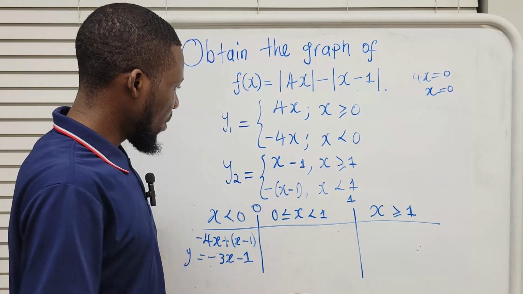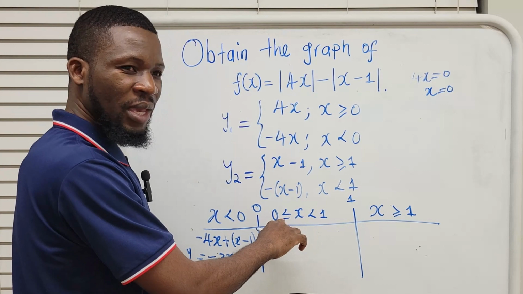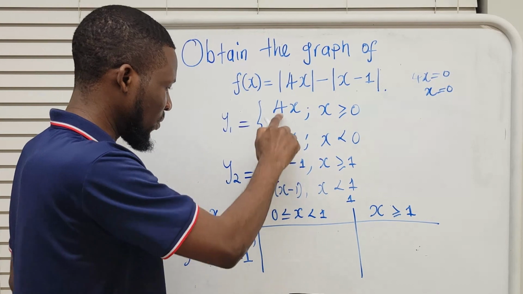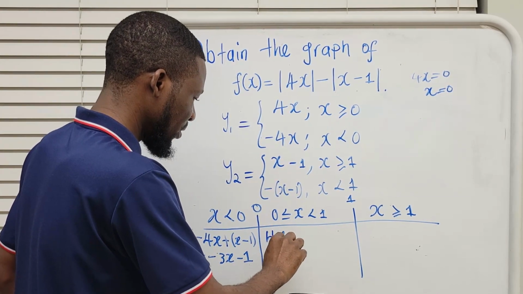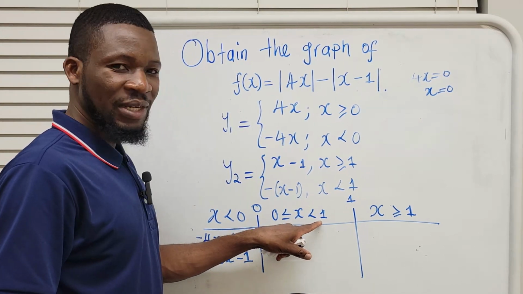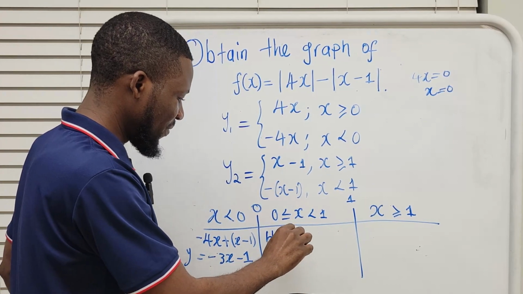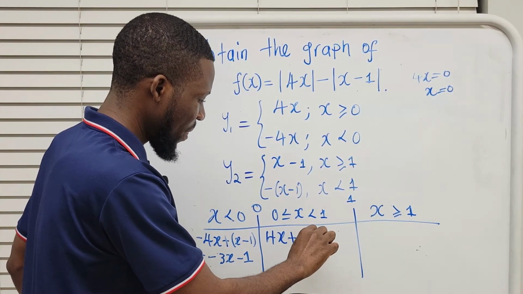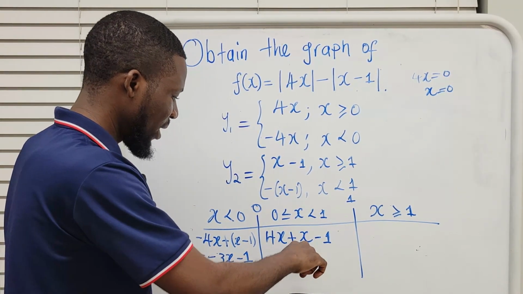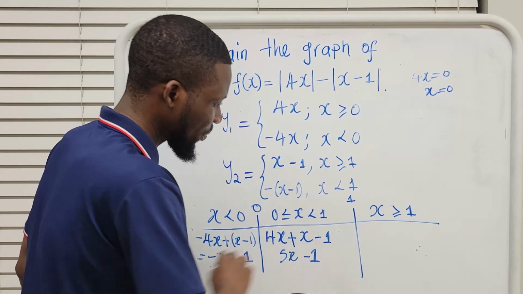Now in the middle, we have x greater than or equal to 0. And we are saying that y1 is equal to 4x when x is greater than or equal to 0. So we pick 4x. Okay, now in the middle we have minus, but x here is less than 1. And for x less than 1, we have this expression. So negative to be positive, then x minus 1. Okay, now this is just 4x plus x, which is 5x, then minus 1.